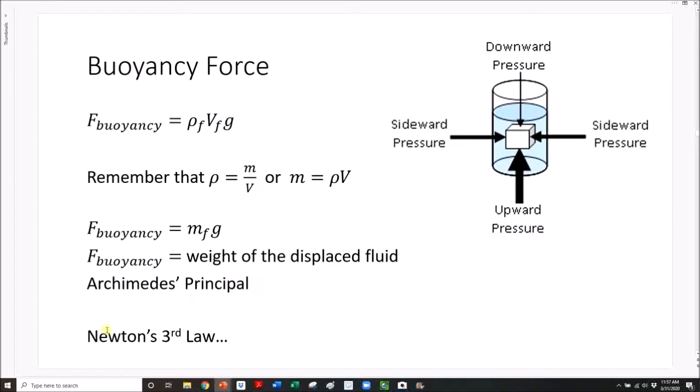Okay, now, think Newton's third law, because that's still in play here. If the fluid is pushing the object up, the object must be, by default, pushing the fluid down. So whenever you get into a swimming pool, the fluid in the pool pushes you up, you push the fluid down, which means that you make the force on the bottom of the pool greater than it was before.